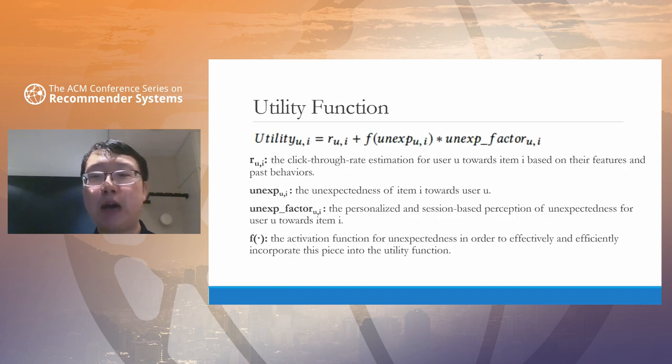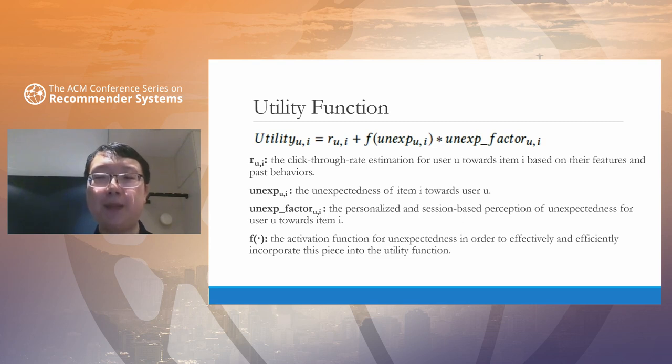So here's basically our utility function. It really consists of two parts. The first part, RUI, is a standard or classical modeling of the click-through rate estimation. And it's really the second term that plays into the hand of unexpectedness. So the unexpected UI is the unexpectedness of item I towards user U, as we described before. And this unexpected factor really incorporates personalized and session-based information.